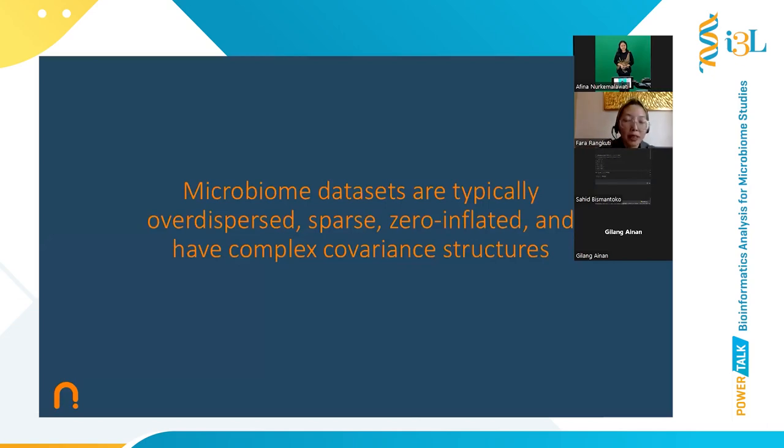Okay, and in terms of data sets, from the computer science or mathematical point of view, the data sets are quite sparse, over dispersed, and zero inflated. So there's a lot of zeros in the data, and they have complex covariance structure. So the direction of the relationship between two variables is quite complex.